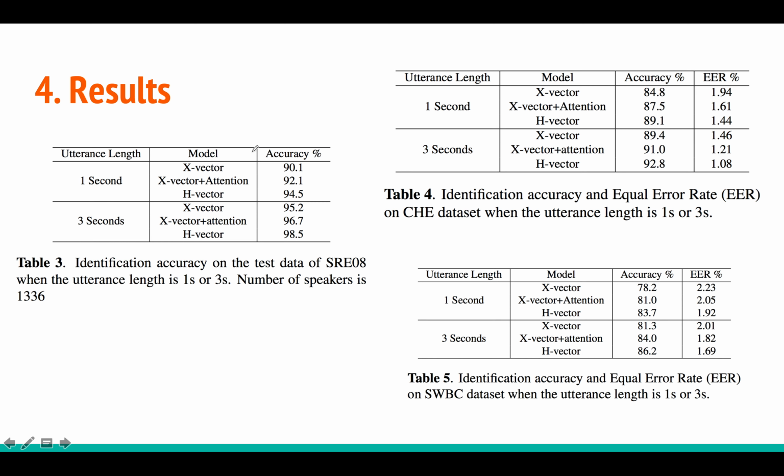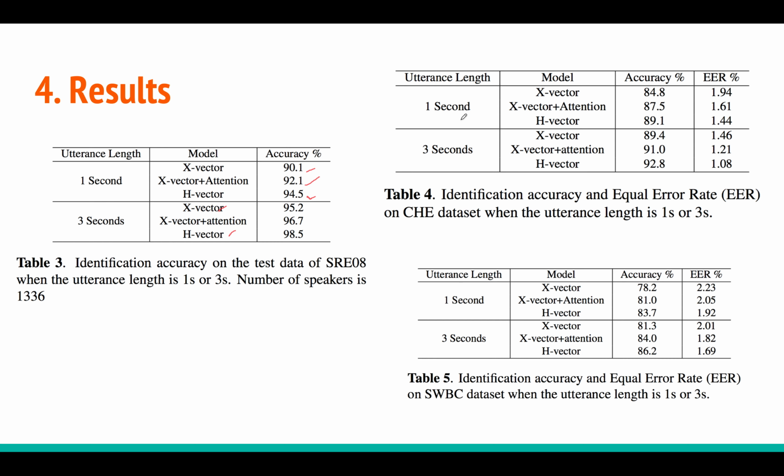Coming to the results, for SRE, with 1 second and 3 second, you can compute the accuracy. You can't compute EER because you don't have the evaluation data. You can just compute the accuracy on the test data. If you use X vector, you get 90. If you use X vector plus attention, you get 92, and if you use H vector, you get 94, which is very, very good. You get a 3% improvement in performance compared to the X vector model, and the same thing goes with the 3 second test data also.